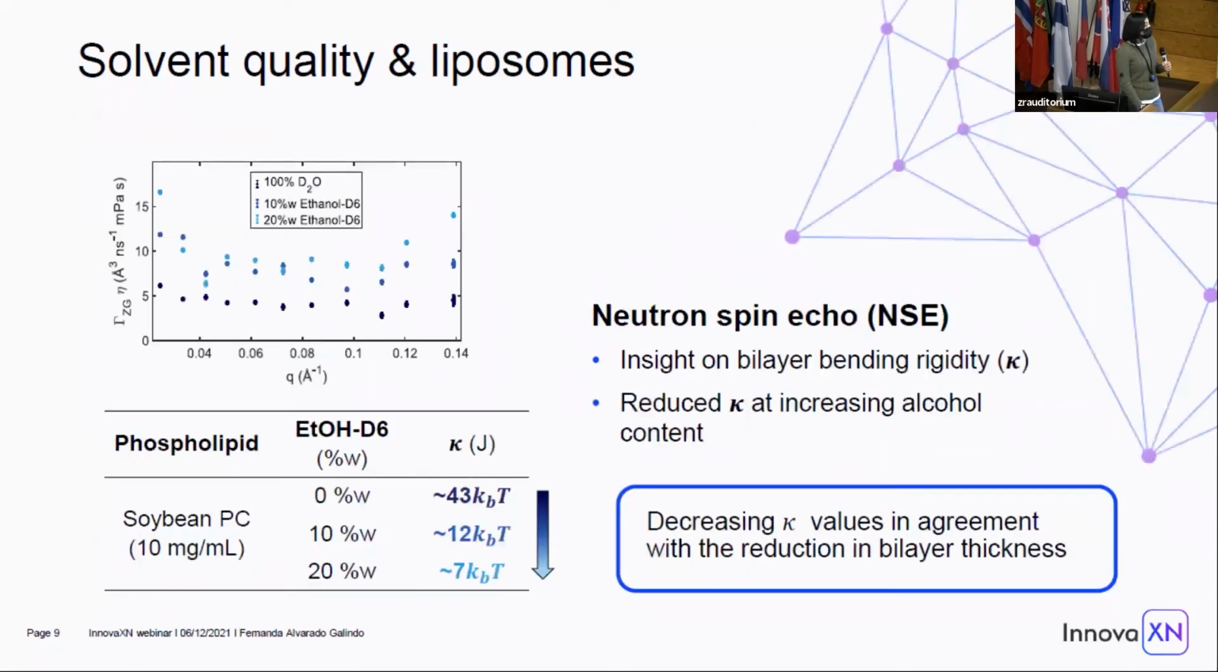If we take the same dispersion and study it with neutron spin echo, we see there are different relaxation rates from the bilayers. With this, what we can study is the bending rigidity of the bilayer. We know that the more alcohol we add, the lower the bending modulus of the liposome. This is in agreement with what we saw from SANS, because since we have a thinner bilayer, of course, the energy input needed to bend this membrane will be lower. So basically, we also have a membrane softening.